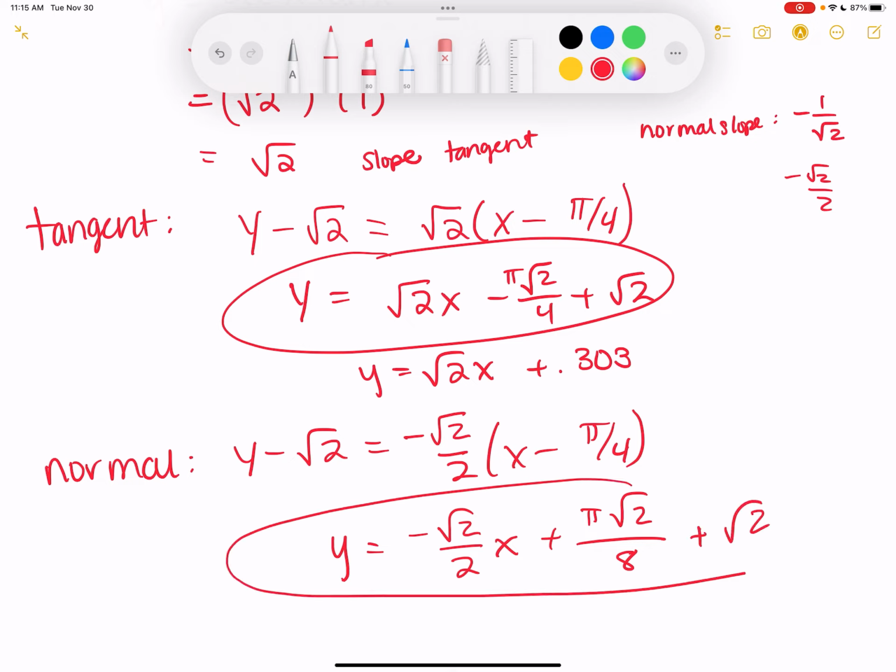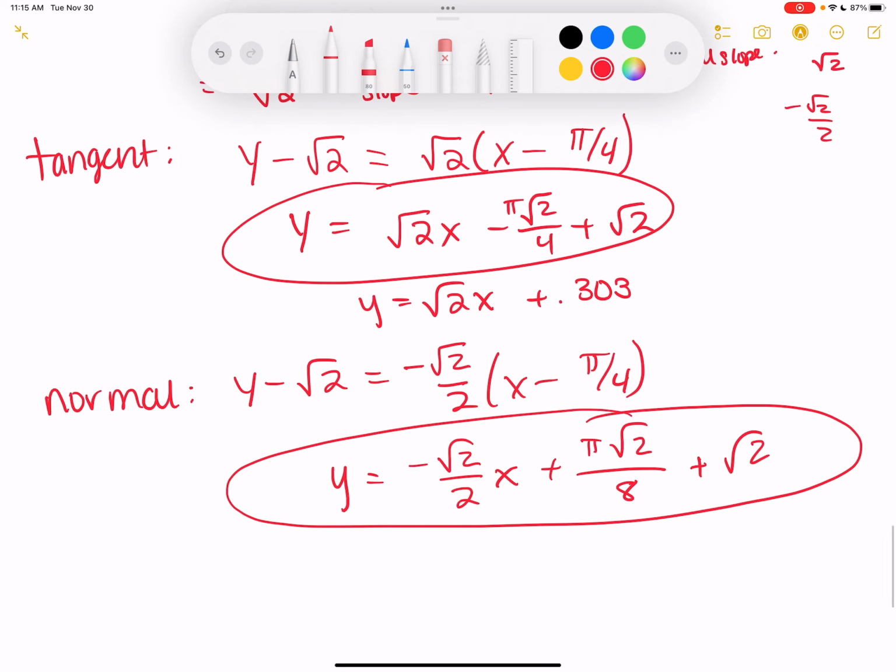So again, if you want to leave it here, that's fine. If you want it in a decimal, it is y equal to negative 0.707x plus 1.970. Ringing a bell. Makes sense. It's kind of like what I told you at the beginning when we started doing tangent and normal lines. You're going to see this a lot in different forms. This is just one of the other forms of doing it, but it's not really that bad.